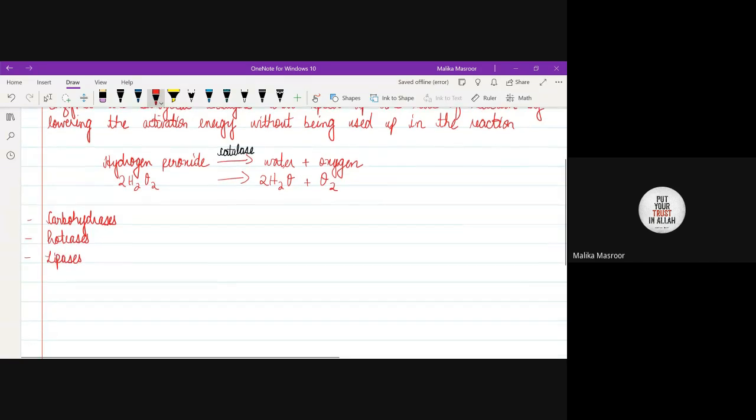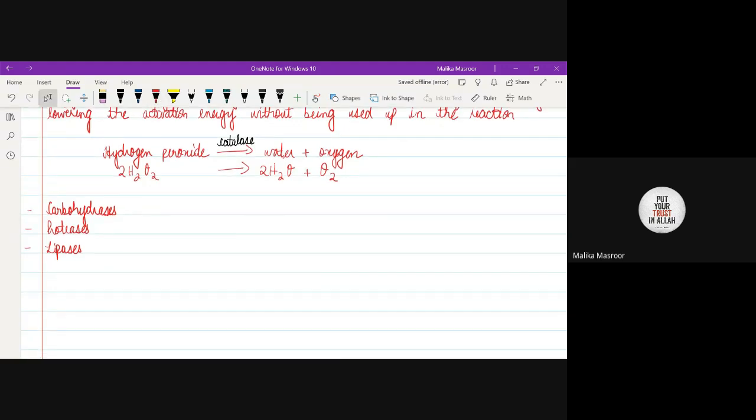Now if I talk further about carbohydrases, you have amylase that catalyzes the breakdown of starch. You have maltase that catalyzes the breakdown of maltose. You have sucrase that catalyzes the breakdown of sucrose. Is this clear? Sucrase, sorry. So can you see all of them are ending in ASE?